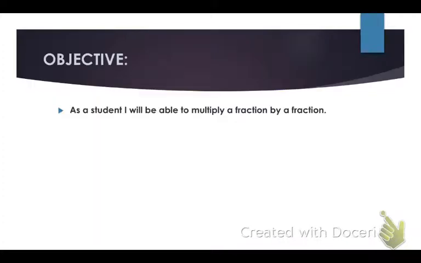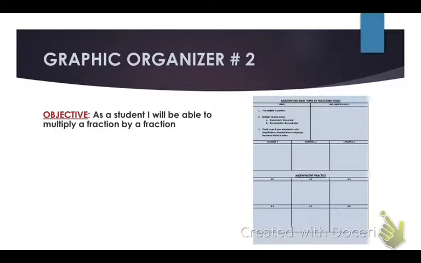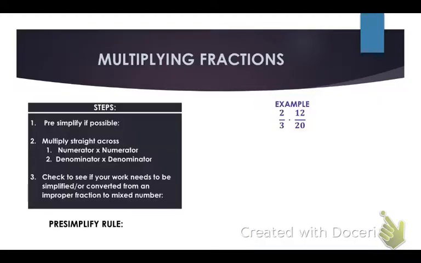Alright, I'm going to go kind of quick. Your objective as a student, you should be able to multiply a fraction by a fraction. This is for those of you that messed up maybe on your pretest or showed that you might need this or a little refresher. So we're going to get started. You're going to need graphic organizer number 2. Remember to look for the correct side. This is multiplying fractions by fractions. This is not mixed numbers. We'll do that in the next video.